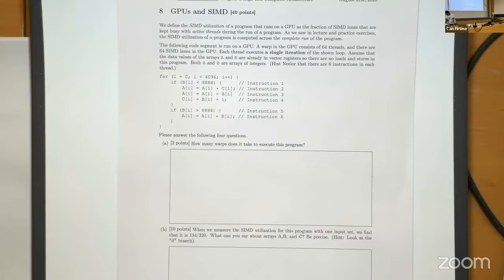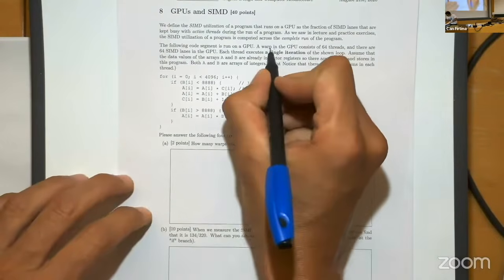The question says, we define the SIMD utilization of a program that runs on a GPU as a fraction of SIMD lanes that are kept busy with active threads during the run of a program. As we saw in lecture and practice exercises, the SIMD utilization of a program is computed across the complete run of the program. The following code segment is run on a GPU. A warp in the GPU consists of 64 threads.